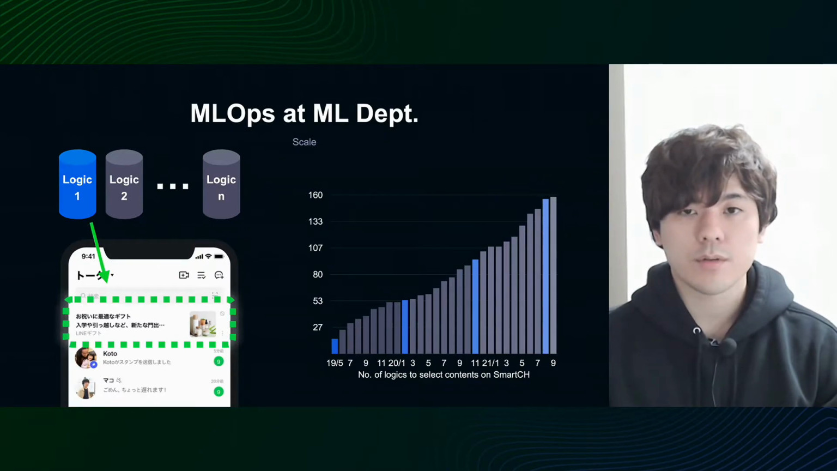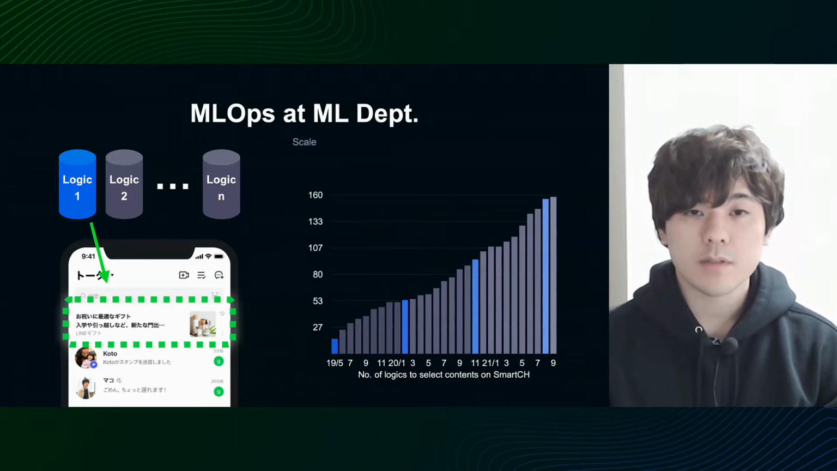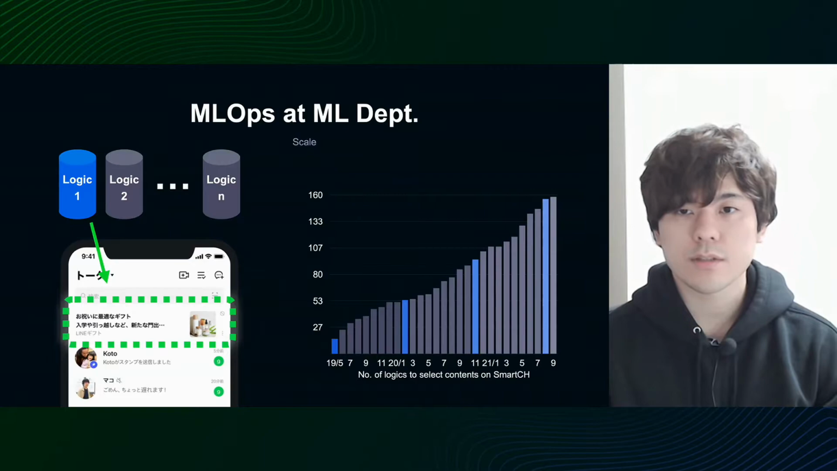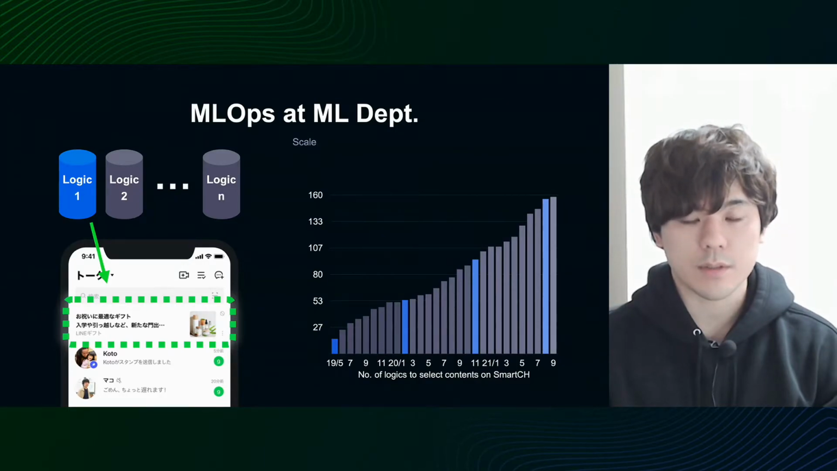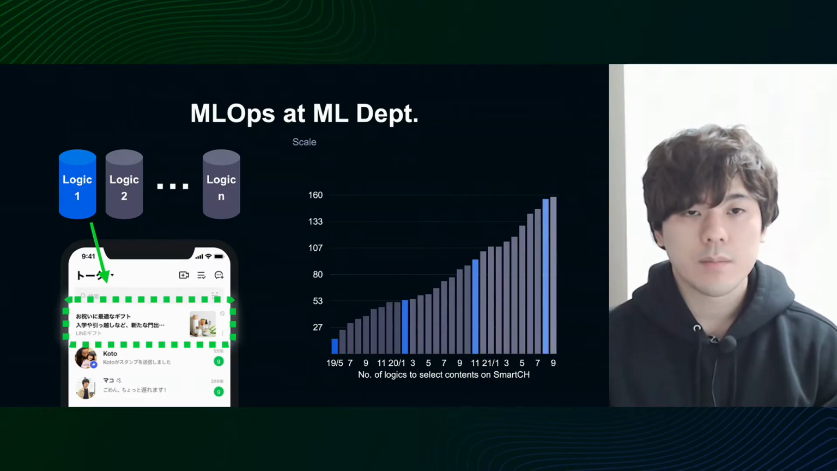I would like to introduce some more data to give you a sense of scale. The Line app has a frame called Smart Channel that displays content which is appropriate for the user. You may have seen stamps and news recommendations displayed at the top of the talk list. There are many logics behind the Smart Channel to display contents, and contents that are suitable for users are selected by a bandit from these logics. The ML department also provides a lot of these background logics.